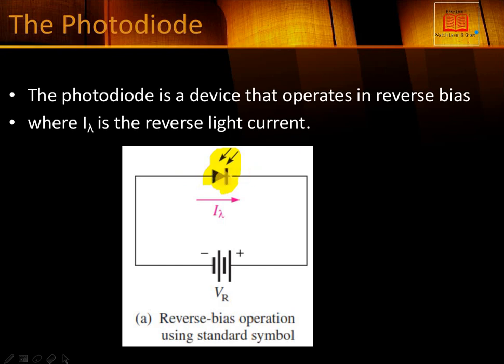And this is the cathode, and this is the anode. The anode is connected with the negative side of the battery, and the cathode is connected with the positive side of the V bias external source. In this pattern, it is definitely reverse bias, and reverse bias is the normal operating region of the photodiode, where I lambda is the reverse light current, and this direction is the electron current flow, from negative to positive.